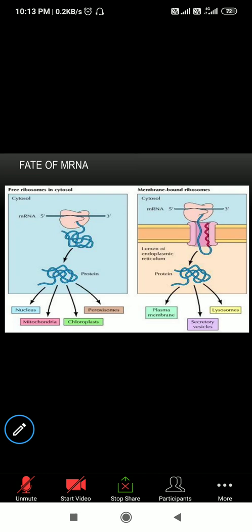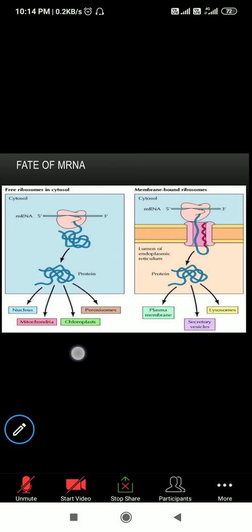To move mRNA towards the endoplasmic reticulum, it should have a signal sequence. Scientists have observed a signal sequence of about 20 amino acids, which includes a stretch of hydrophobic residues usually present at the amino terminal of the polypeptide chain. That means at its amino terminal we have 20 amino acid residues which are hydrophobic in nature.